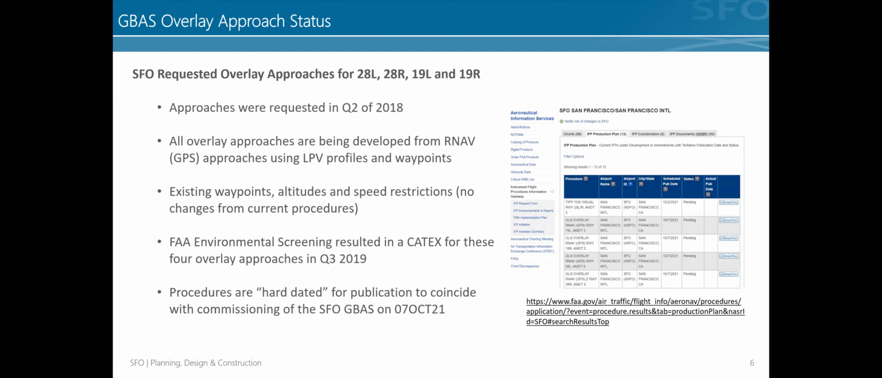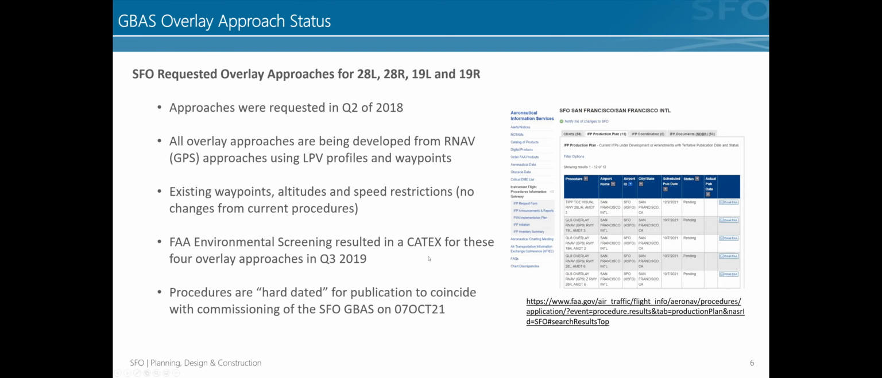The slide that you see up on the screen here is the beginning of our discussion about the overlay GLS approach procedures, which are currently in production by the FAA. As you've heard us talk about maybe during the full roundtable briefing, there are 4 overlay approaches that are currently being developed. There's one to 28 left, an approach to 28 right, an approach to 19 left, and an approach to 19 right. These 4 approaches are based off of the existing RNAV GPS approaches, and specifically, they're based off the LPV minimums.